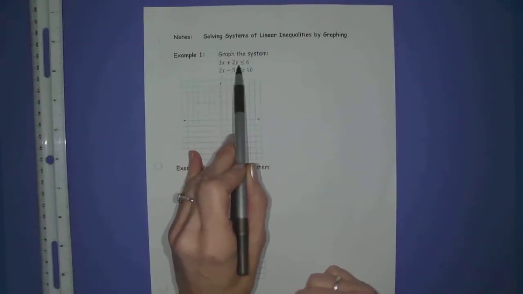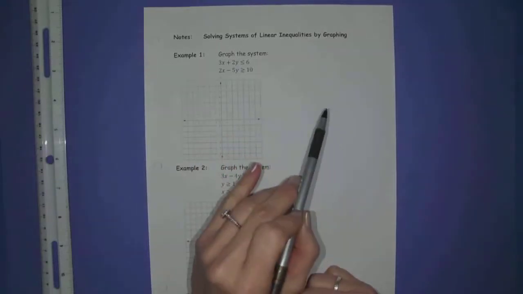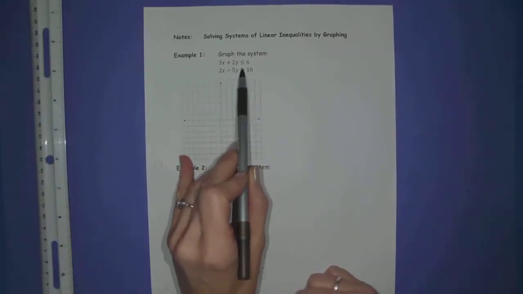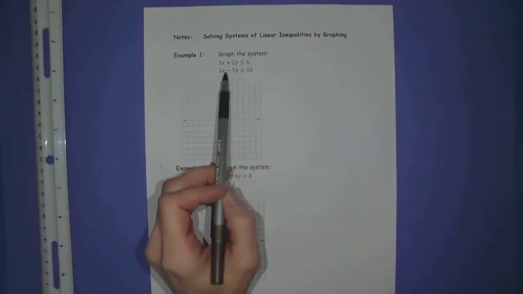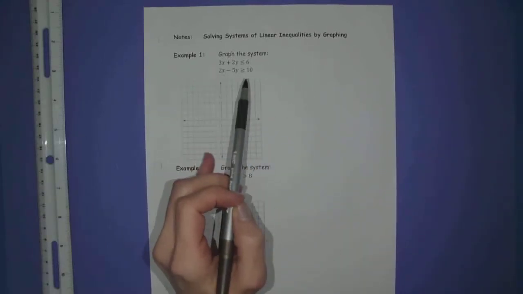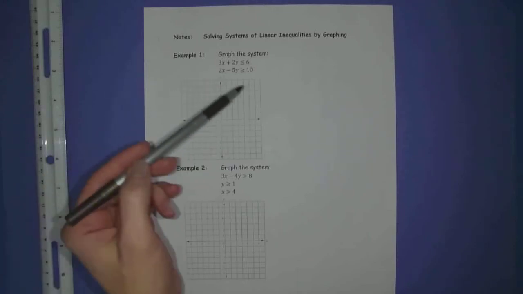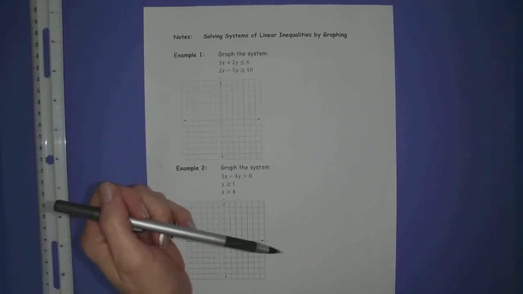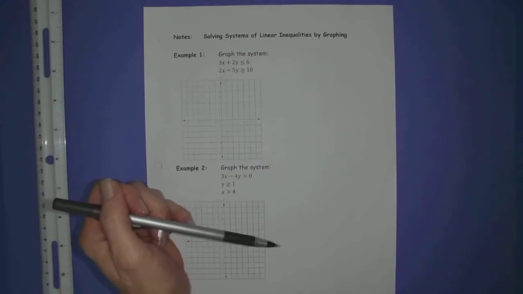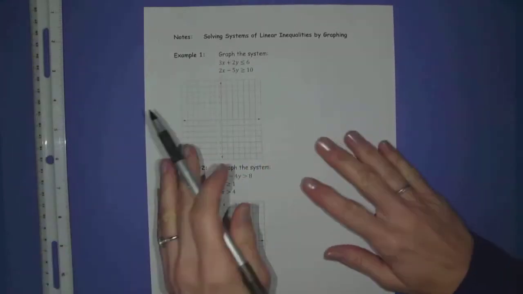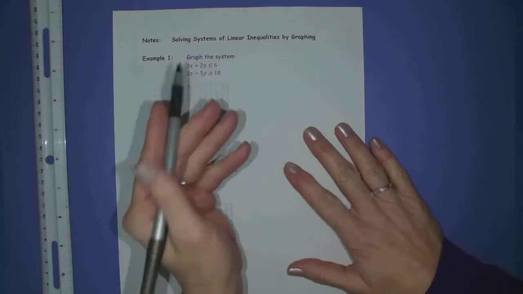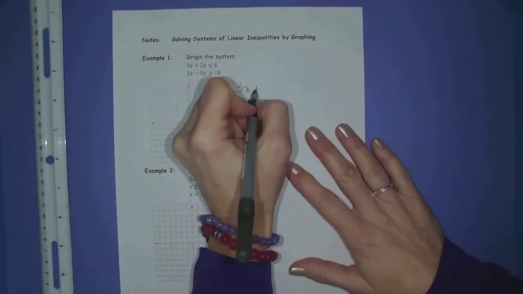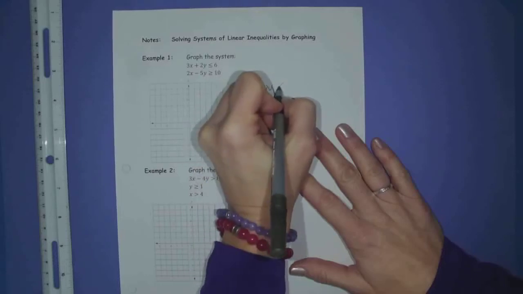3x plus 2y is less than or equal to 6, along with 2x minus 5y is greater than or equal to 10. Now, both of these equations are in standard form, and when it comes to graphing, I don't particularly like graphing from standard form. I prefer slope-intercept form. So off to the side, I'm actually going to recopy these two inequalities so that I can work on them to get them into slope-intercept form.